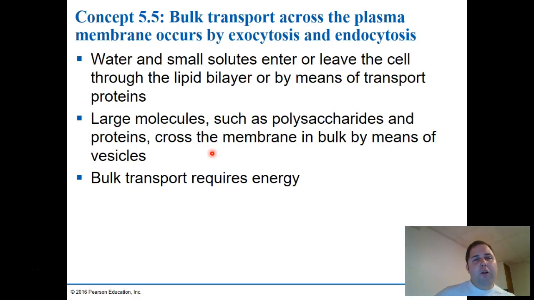5.5 talks about bulk transport. Bulk transport is just the idea that if you're considerably bigger than a channel protein or a carrier protein could be, we can't use those proteins to move you across the membrane. So large molecules like polysaccharides and proteins go in bulk by using vesicles. This is also requiring energy, so it's also active transport.